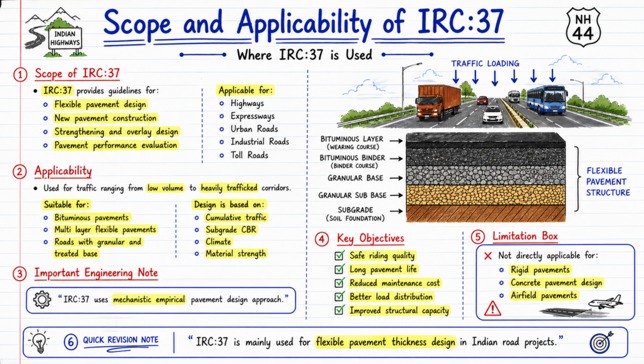Wheel load should be properly spread. Improved structural capacity. Pavement can carry heavy traffic safely. Now let us look at the fifth topic of the slide. Scope limitation box. Now this is a very important section, because here it is said that IRC 37 is not directly applicable.